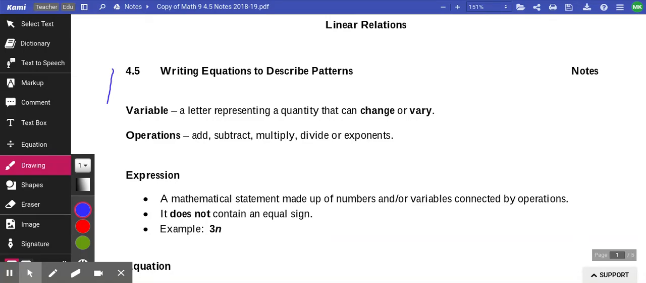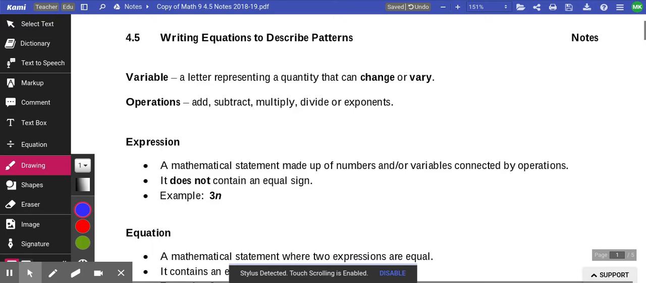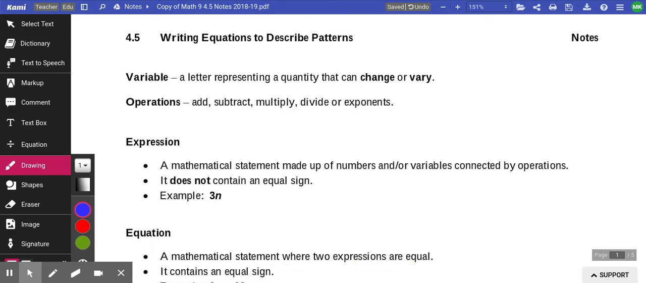A few terms that we have here to talk about that we've used. We've used these words before, so there shouldn't be anything new. The first one is a variable.